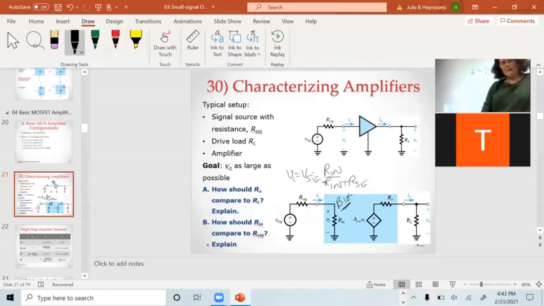On the other side of this, what we have here is a dependent voltage source, AV times Vn, going into RO, and then my load resistor.